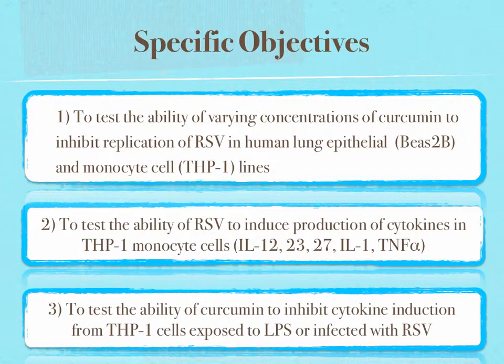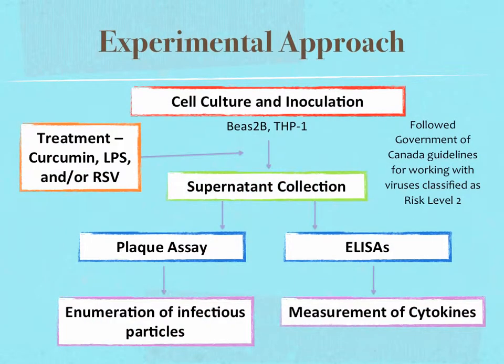The experimental approach taken started by treating the human lung epithelial BAS2B cells and monocyte cells THP1 cell lines with the appropriate concentration of curcumin, RSV, or LPS, the positive control for cytokine induction. After incubation for 3 to 5 days, the supernatant was collected.